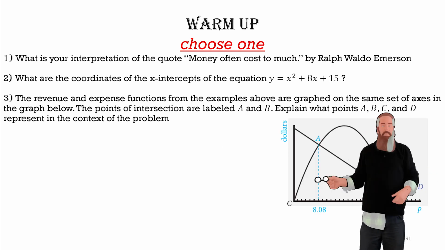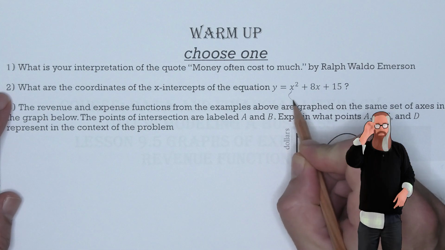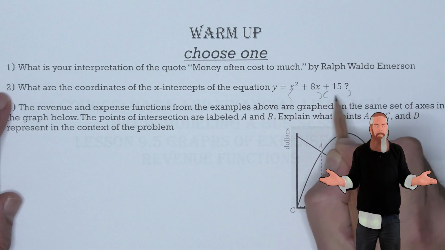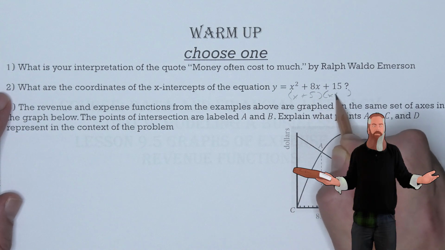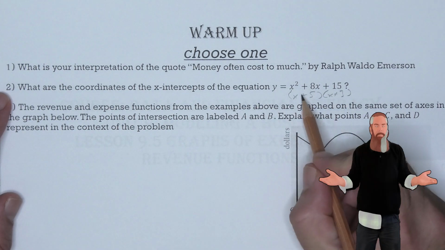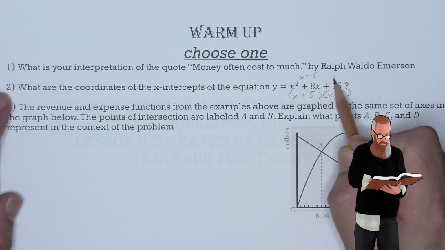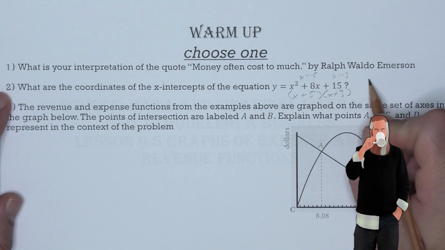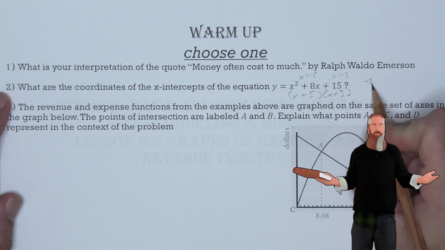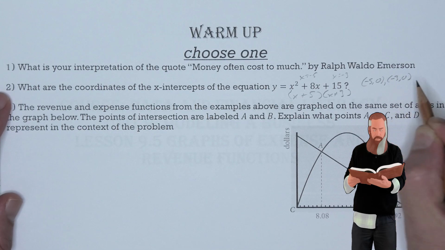What are the coordinates of the x-intercept of this equation? Well, to start with, I'm going to write this in factored form. And I can see that this is going to be (x + 5)(x + 3). This means that one of the x values will be negative 5 and one of the x values will be negative 3. So the x-intercepts are going to be (-5, 0) and (-3, 0).